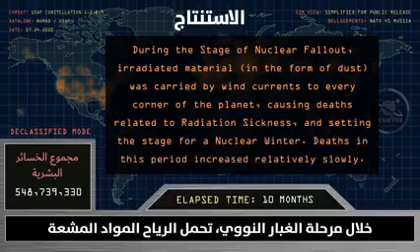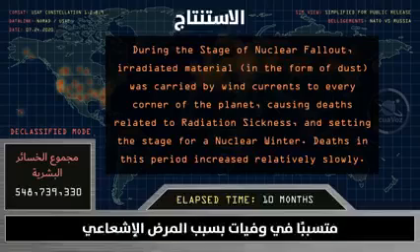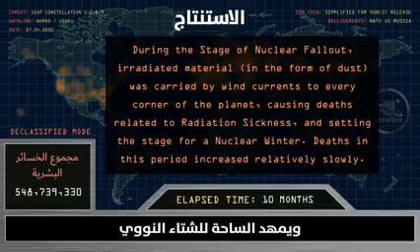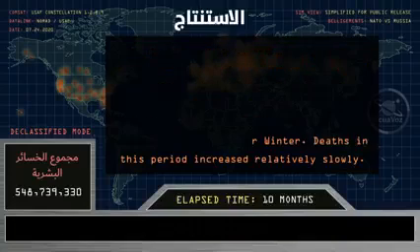During the stage of nuclear fallout, irradiated material in the form of dust was carried by wind currents to every corner of the planet, causing deaths related to radiation sickness, and setting the stage for a nuclear winter. Deaths in this period increased relatively slowly.